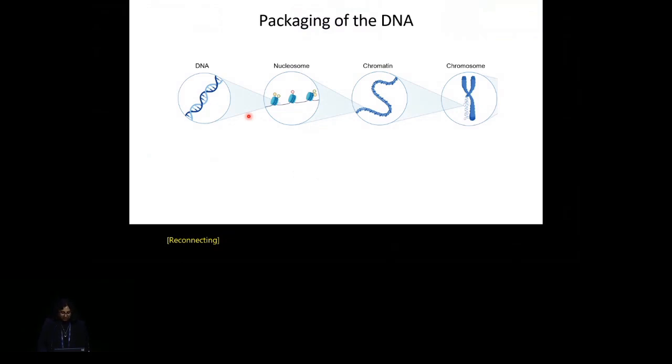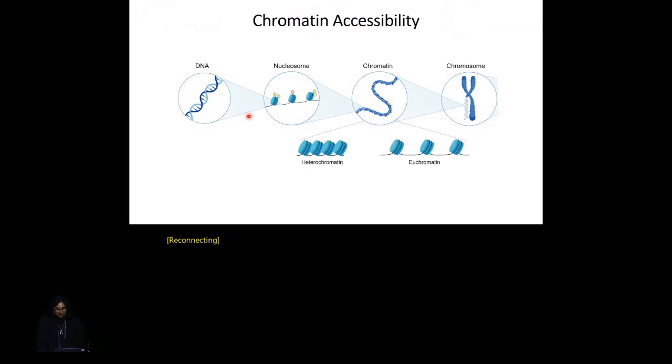Inside the nucleus, the DNA is wrapped around histone octamers to form a unit called the nucleosome. These nucleosomes are folded to form tertiary structures called chromatin, and these chromatin fibers form chromosomes. Chromatin accessibility is not uniform across the genome. Heterochromatin is tightly packed, and euchromatin is loosely packed. And this chromatin accessibility is cell type specific.